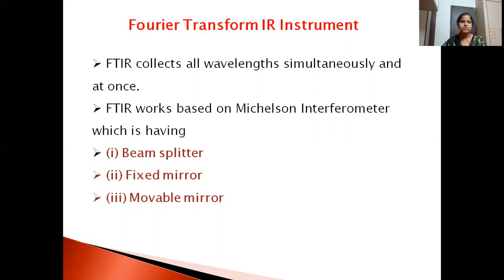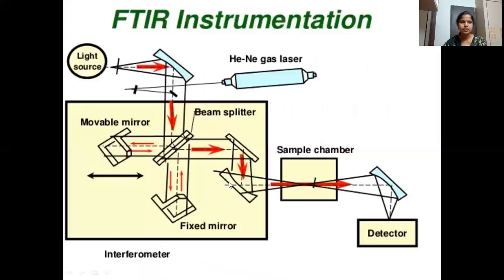It works based on the Michelson interferometer, which has a beam splitter, a fixed mirror, and a movable mirror. These are the other components present in the FTIR. So we'll look at the block diagram. This is FTIR instrumentation, the light source.